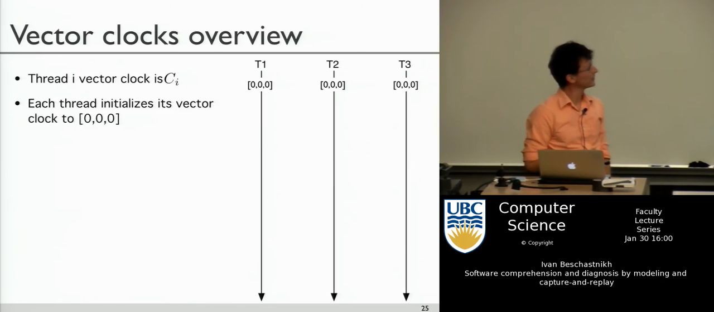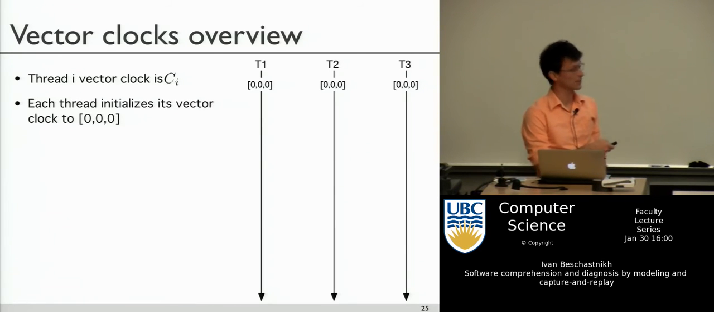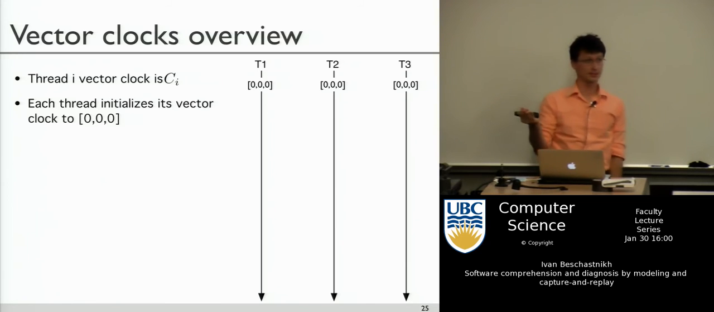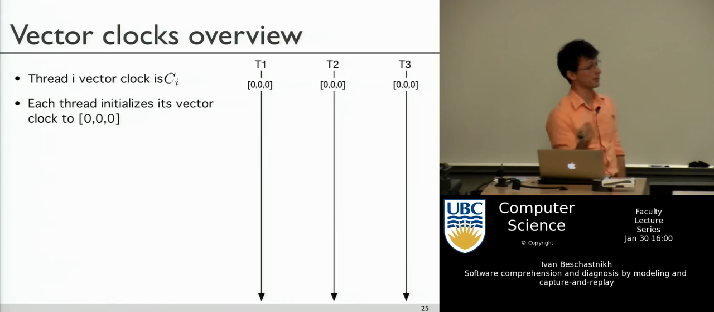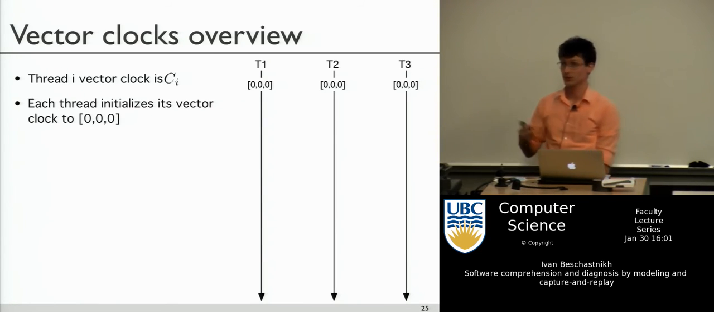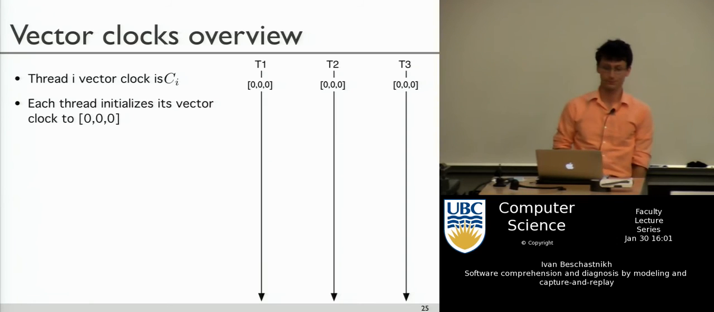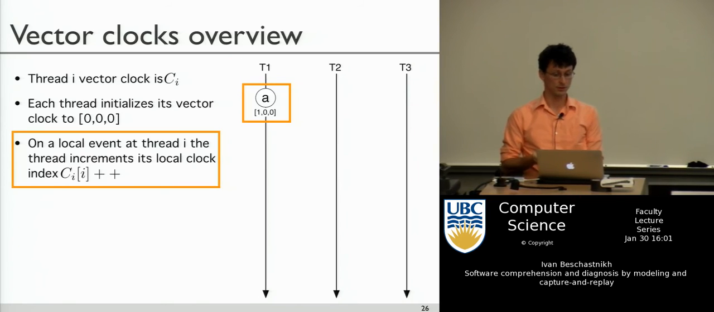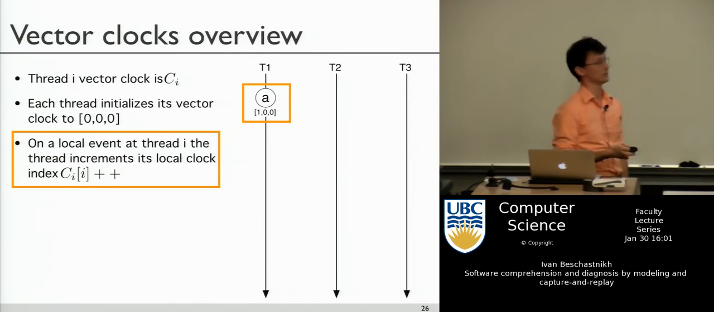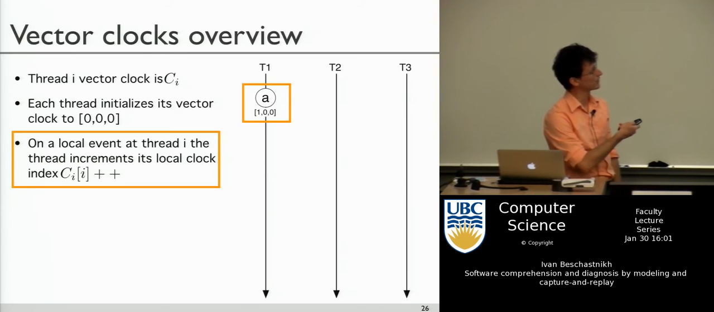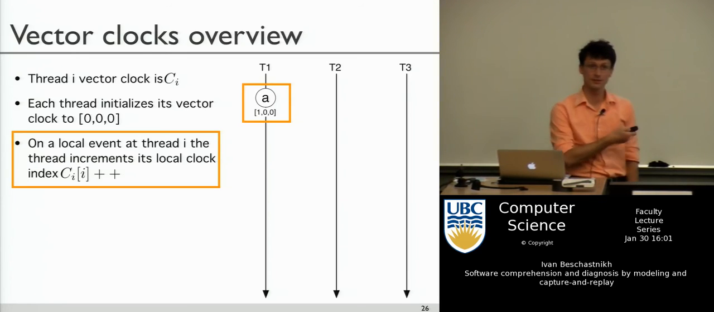Initially, we're going to have vector clocks that are set to all zeros. A vector clock is a vector. It contains three integers because there are three threads. Initially, we can choose any value; we'll just choose zero as the value that we start with. Whenever you have a local event, you're going to increment your local vector clock. I started with 000. Now it's 100 because this is the first event for thread one.